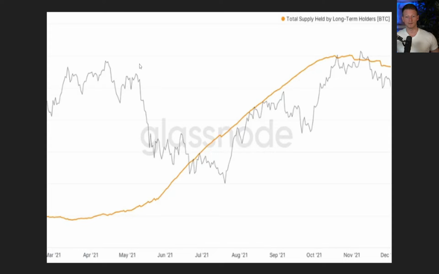Then when we had this capitulation event in May after the Elon Musk tweet, that's when your retail market panics. And what happens with the smart money? Well, they see your panic as an opportunity to start buying. So they start accruing the asset. Now we have something interesting happen right around the beginning of November.